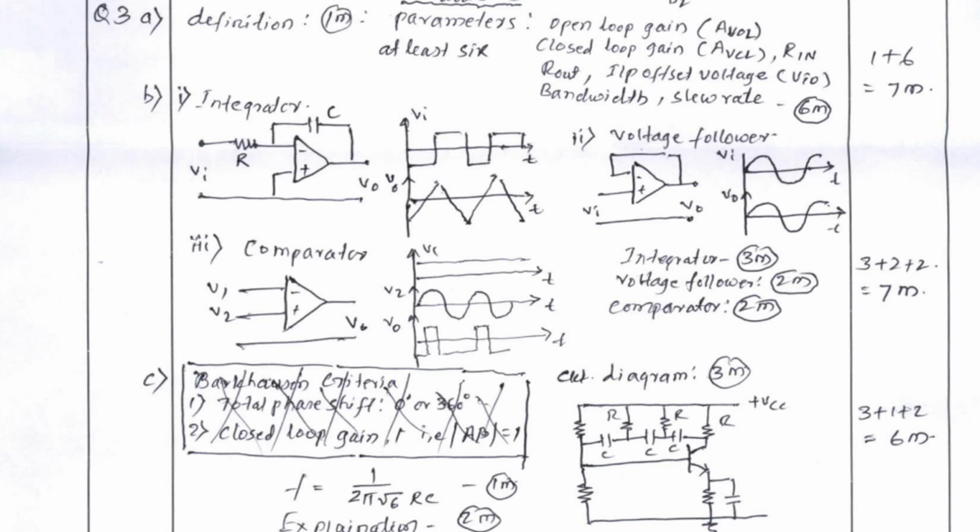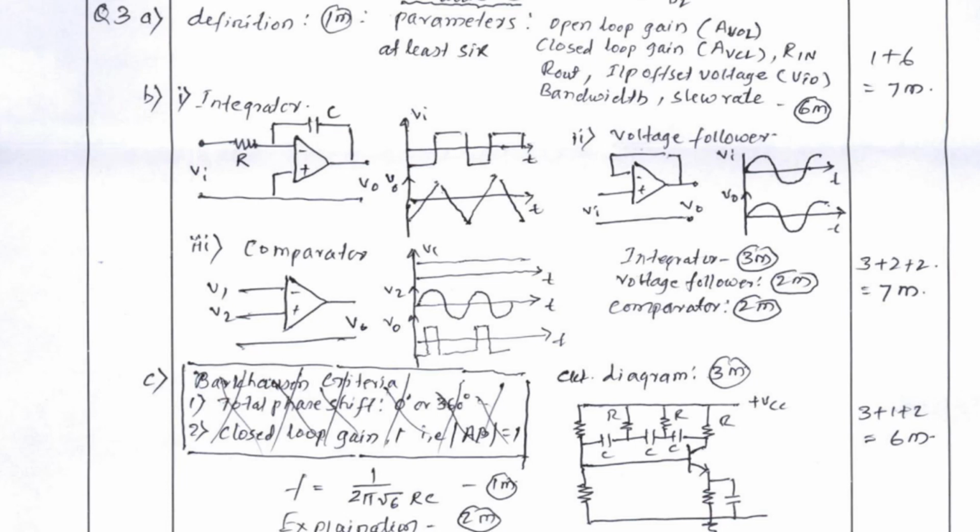Coming to the scheme, you have the definition for op-amp, 1 mark, and the parameters required for designing an op-amp. All those parameters you have to list down and write in detail, which carries 6 marks, so totally it is 7 marks. And the next question is about integrator, comparator and voltage follower. For each of the integrator, comparator and voltage follower, you have to draw the circuit and waveform and explain it. So altogether it carries 3 marks, 2 marks and 2 marks.